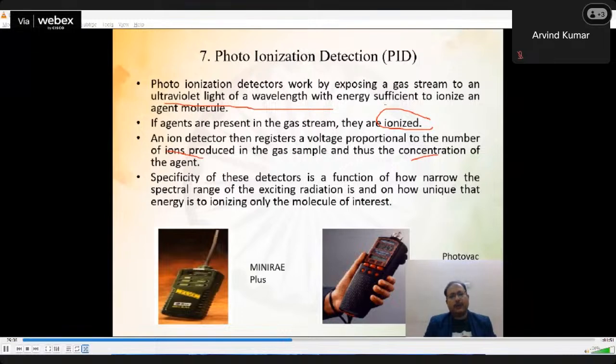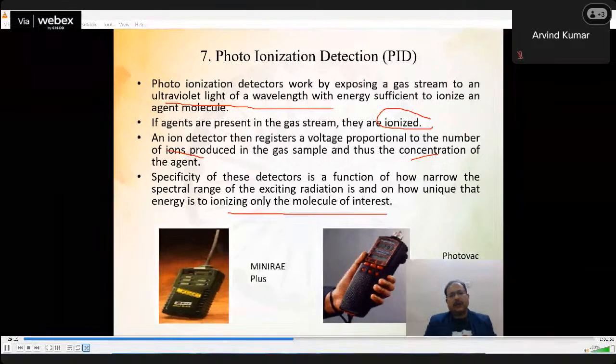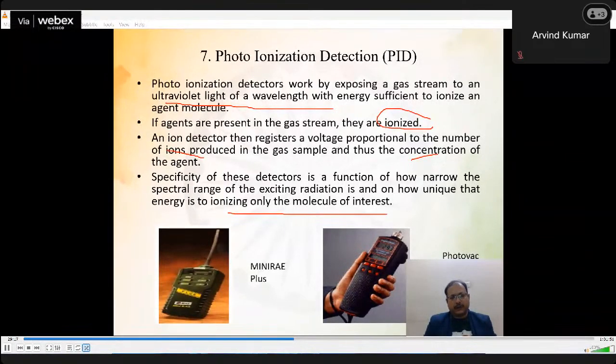Specificity of these detectors is a function of how narrow the spectral range of the exciting radiation is and how unique that energy is in ionizing only the molecule of interest. Two examples I have quoted here: Mini Ray Plus and Photo WAC 2020 PID monitor. These are portable detectors which can be taken very easily to the site. They use just the photoionization effect to understand whether agents are present in any gas stream or not, and depending on the detection mechanism or sampling, you can easily say this type of material is present and this is not present.